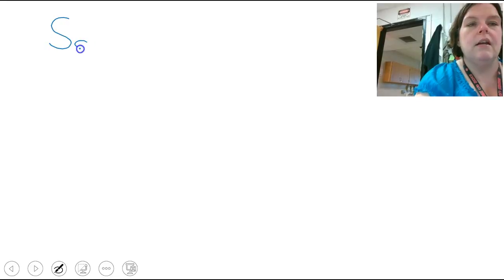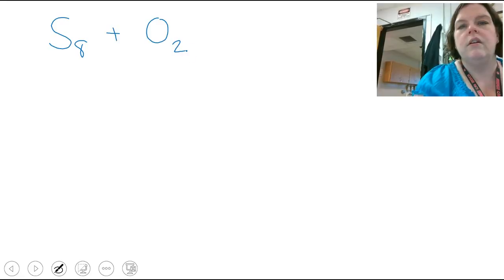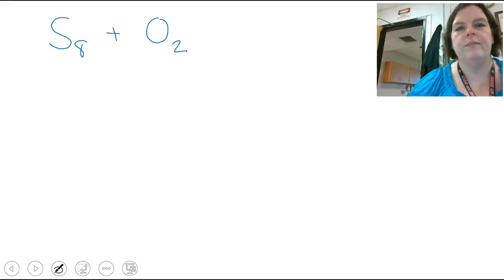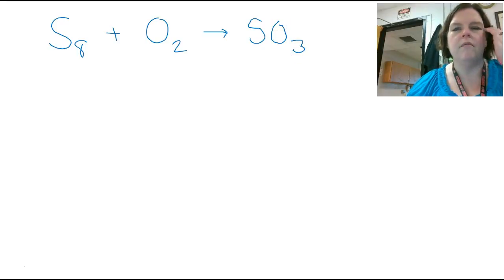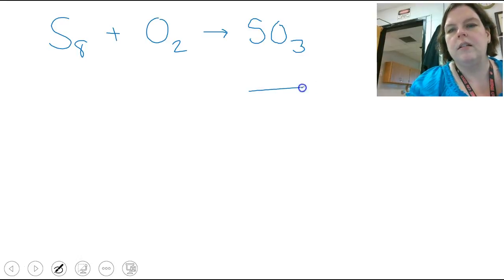So the first example that I would like to show you is this one. S8 plus O2 yields SO3. I'm having a little technical difficulty. Okay, so there we have the equation. Now I'm going to draw my T-table.